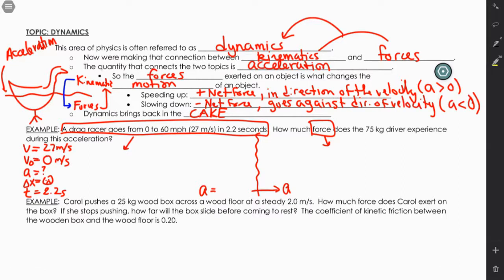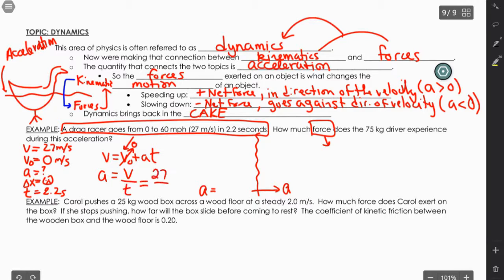And so if you look at it, there's one formula that doesn't have displacement, but all the other four do, that V equals V0 plus AT. I can do some cleaning up here. Right, so V0 is 0. And so then we can just solve this for A. And so it's going to be our final velocity over our time. And so it's going to be 27 over 2.2. Again, this will be a positive because we are speeding up. We're going from 0 to 60. So that means we're speeding up. So 27 divided by 2.2 is 12.3 meters per second squared. Okay, so there's our acceleration from our kinematics.